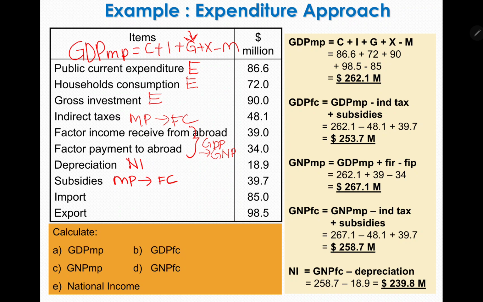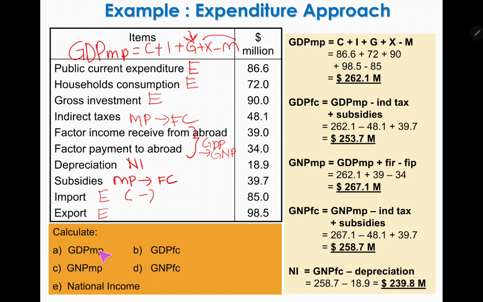And the last two items, import and export, you can see here, you have export and import. So this is also under expenditure approach. But one thing that you need to notice here, import, you need to minus. So although the value is positive, I will just put here some information, this negative sign, so that in the calculation later, I must deduct this value.